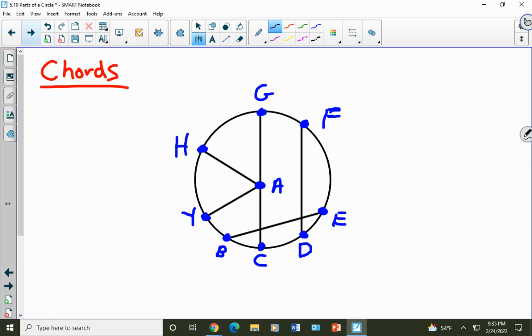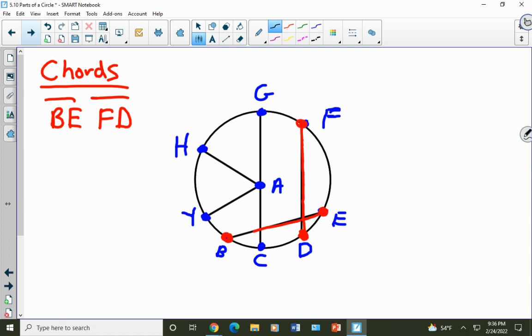Give you just a second to look at it. Okay? All right, we're going to do line segment BE. That is a chord. We also have line segment FD. That is also a chord. And there are no other chords that connect 2 points on the circle that don't go through the center point. Okay?